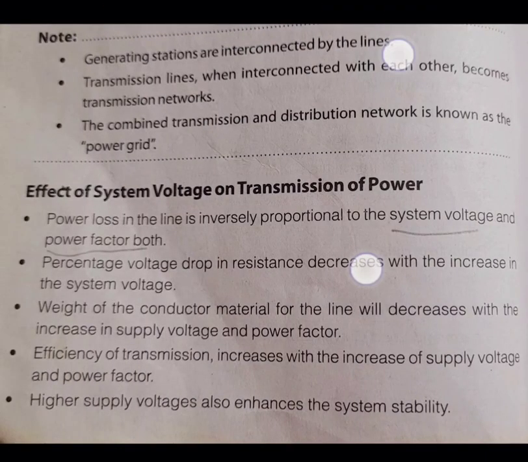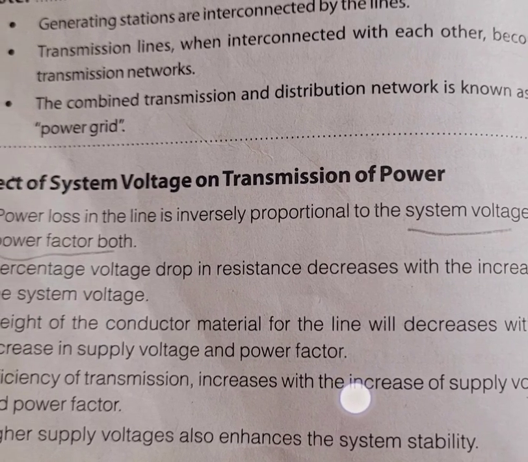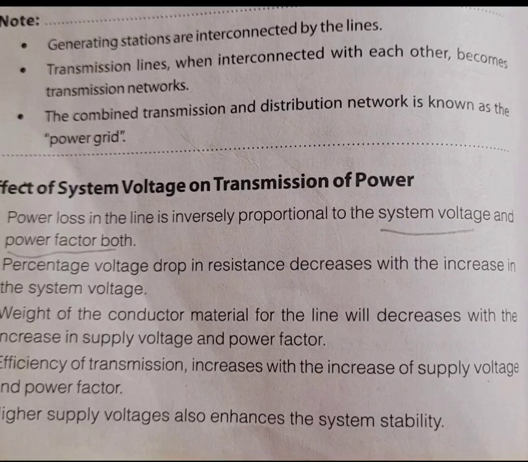Then here some important points are there. We have to write down: generating stations are interconnected by lines. What do we mean by generating stations? Maybe it is hydro, thermal, nuclear, renewable or non-renewable, everything. But wherever there is a synchronous machine or generator, that stands for a generating station, and these are connected by lines. Lines means transmission lines. When transmission lines are interconnected to each other at some point, they become a transmission network.